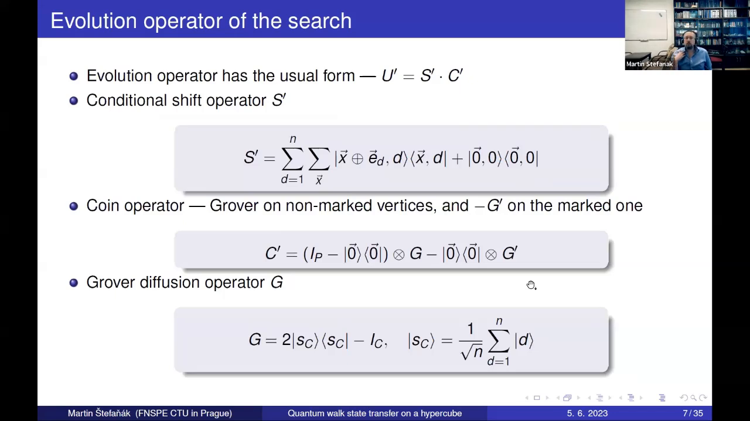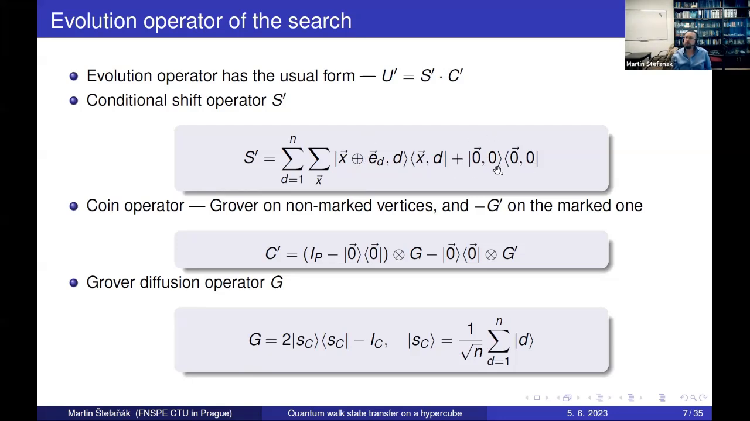Now, how does the evolution operator look like? So for the discrete time quantum walk, we iterate this unitary operator. I kept the notation from the paper where we first introduced the evolution operator for the walk on the hypercube without the marked vertex. So that's why we call it U, and this is then called U prime. So that's why we start with U prime already. It's a product of the coin and the shift. This conditional shift operator moves the particle, the walker, from the vertex according to the direction of the coin. So if I'm at the vertex x and I have the direction d, I move from x to x plus this unit vector e_d modulo 2.